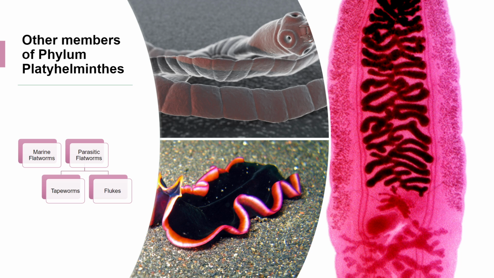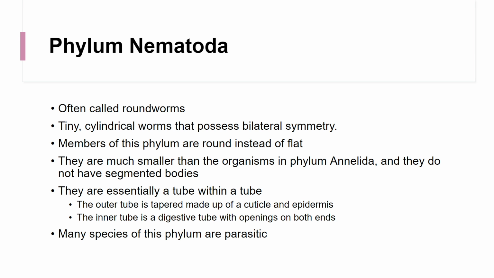And then other members of phylum Platyhelminthes, or the flatworms, include some parasitic flatworms, such as tapeworms and flukes. And then there's phylum Nematoda. Nematoda is going to be roundworms, so they are going to possess, like the earthworm, bilateral symmetry, but they are not going to be flat like Platyhelminthes, and they're not going to be as segmented as Annelida. They're instead really just kind of non-segmented cylindrical worms, and they are going to be much smaller than the organisms we were seeing in phylum Annelida. They are also essentially a tube within a tube, and the tube within a tube is their complete digestive system.